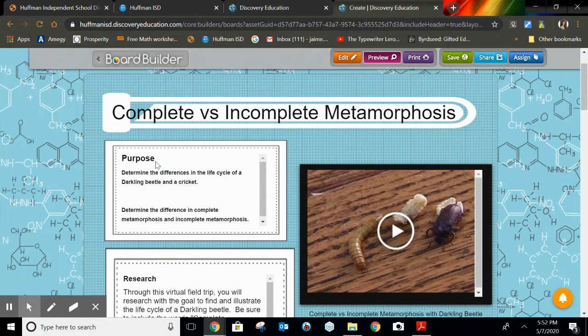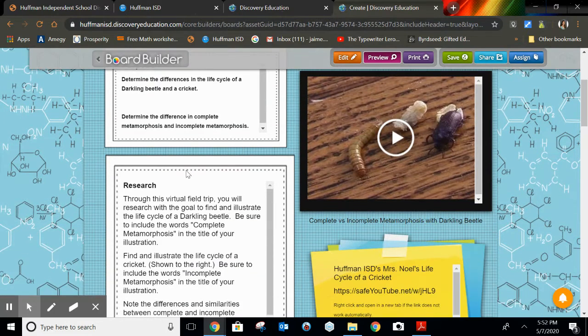Okay, so today we're going to be learning about complete versus incomplete metamorphosis. The purpose is to determine the differences in the life cycle of a darkling beetle and a cricket. We will also determine the difference in complete metamorphosis and incomplete metamorphosis. We will be conducting research through this virtual field trip. You will research with the goal to find and illustrate the life cycle of a darkling beetle. Be sure to include the words complete metamorphosis in the title of your illustration.